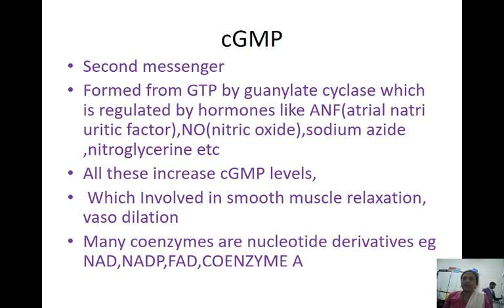Along with this, many coenzymes are nucleotides. Examples you can take: NAD, which stands for nicotinamide adenine dinucleotide, and its phosphorylated form NADP, FAD, flavin adenine dinucleotide, and coenzyme A. See here, the coenzymes are derivatives of nucleotides. You can write the examples NAD, NADP, FAD, coenzyme A, etc. Okay, that's it about the physiological importance.